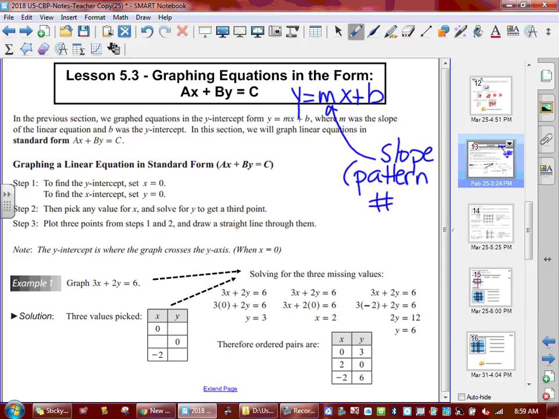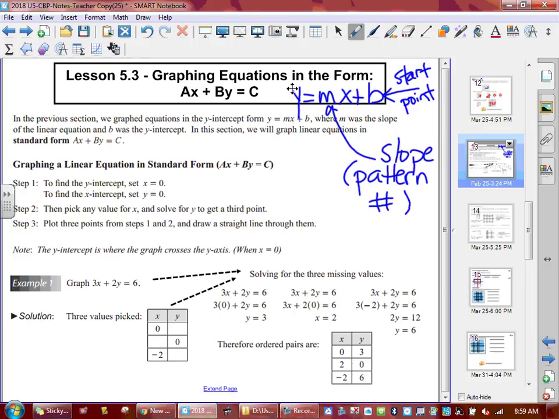Okay, the pattern number now gets a new name. He calls himself slope. He's kind of fancy now. And the b number is our start point, the y-intercept. So we know this type of line so far.